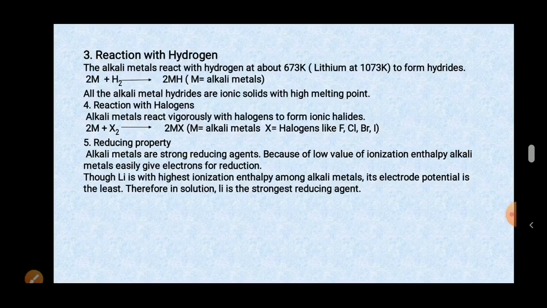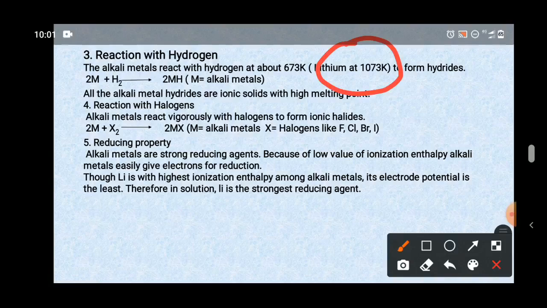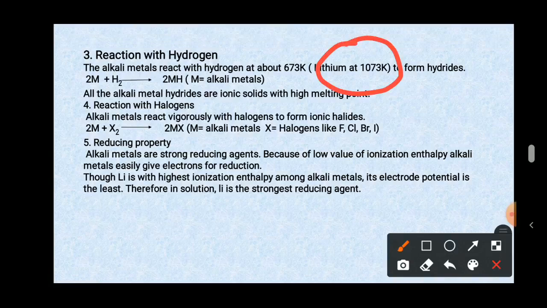The next reaction is the reaction with hydrogen. Alkali metals react with hydrogen usually at 673 Kelvin, but lithium requires a high temperature of 1073 Kelvin to form hydrides. That's why lithium hydride is the most stable hydride. And all the alkali metal hydrides, since they are ionic solids, have high melting points.